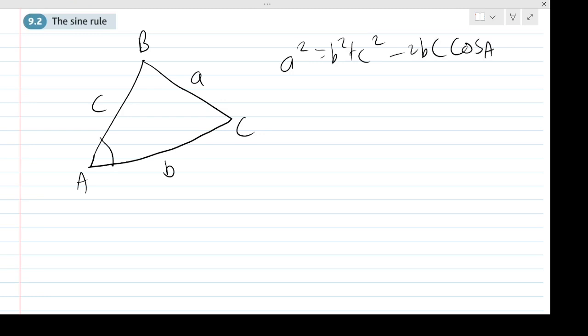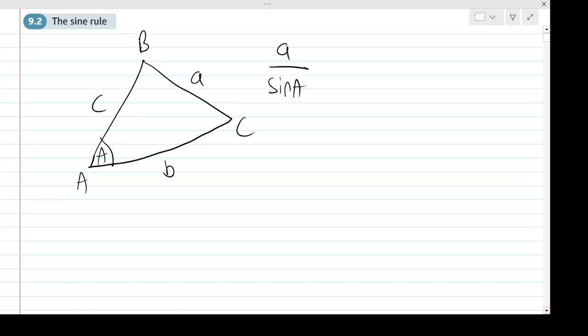The angle at A is here. And so that's the cosine rule with three sides and an angle. Now what we're going to look at then is the sine rule. The sine rule is this: a over sine of A equals b over sine of B.